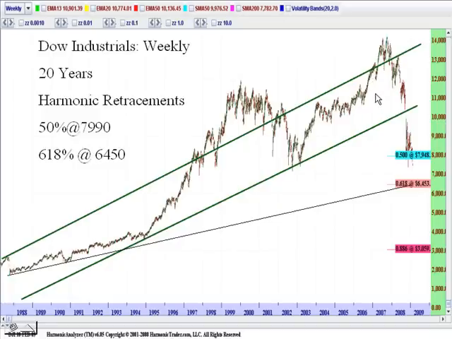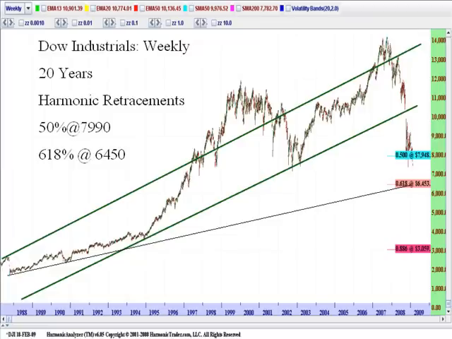The first scenario was looking at 8,000, 7,900 on a shorter term basis. We had a 50% retracement of the 2000 and the 20-year run off the 87 low. But what's more likely here is a reversion back to this trend line that started in the 87 low, and now that trend line runs us up also to the 20-year 618 retracement at 64.50. This is important. This is really important. Why? For a number of reasons.